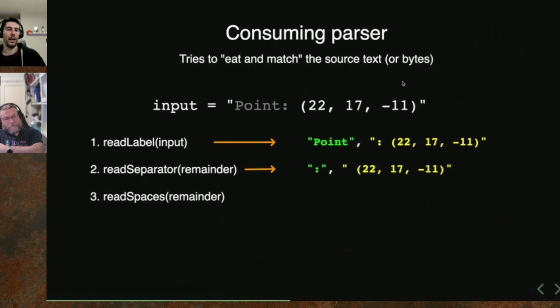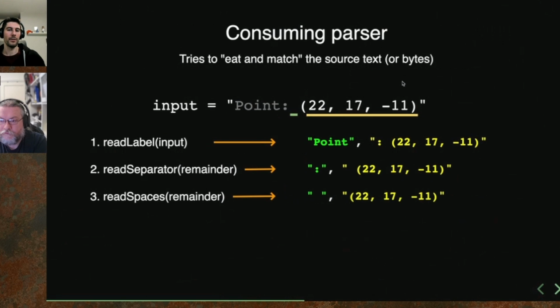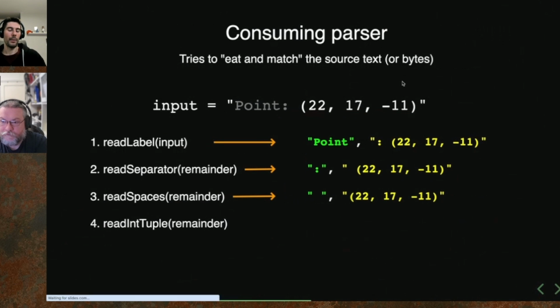You can keep going that way, and you can say, okay, read spaces. Maybe the protocol actually says that you can have an arbitrary number of spaces there. It might be 0, it might be 1, it might be, I don't know, 10, whatever. Maybe you can format the data in a way that is aligned. So you should be able to parse 0 or multiple spaces there. In this case, we have only one. So the data that is parsed is one space. The remainder is parentheses and the numbers. And you can keep going that way.